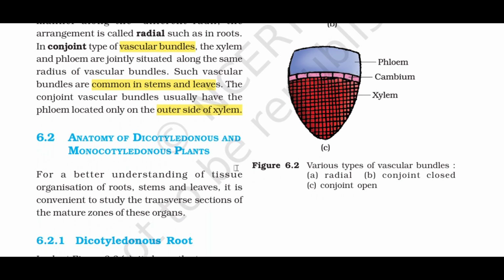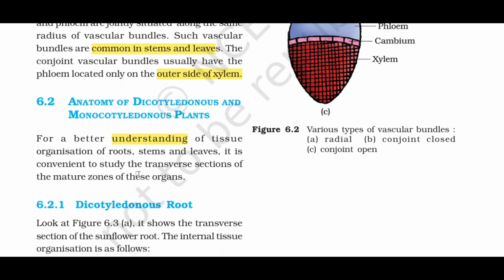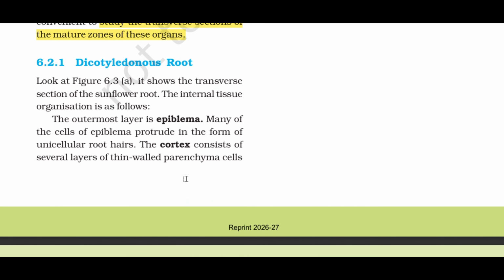Anatomy of dicotyledonous and monocotyledonous plants. For a better understanding of tissue organization of roots, stems, and leaves, it is convenient to study the transverse sections of the mature zones of these organs. Dicotyledonous root. Look at figure 6.3a. It shows the transverse section of the sunflower root. The internal tissue organization is as follows.